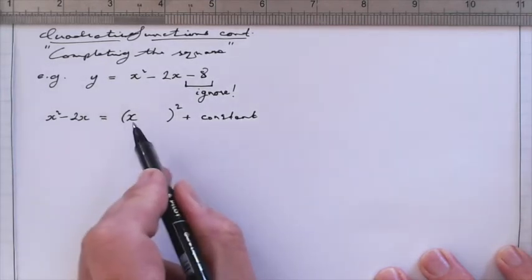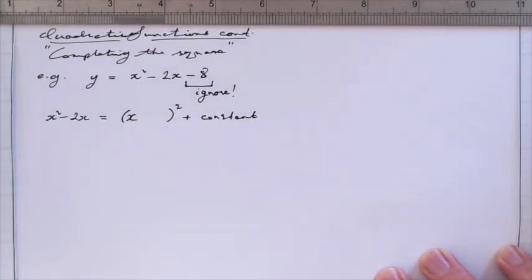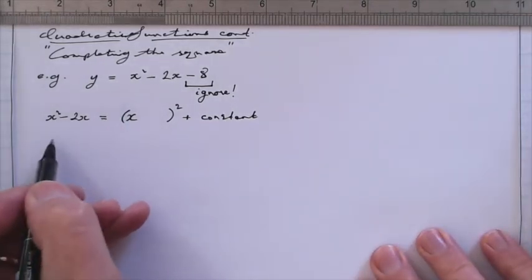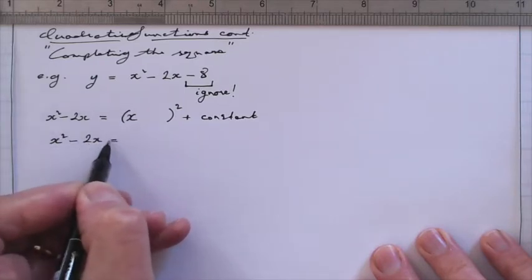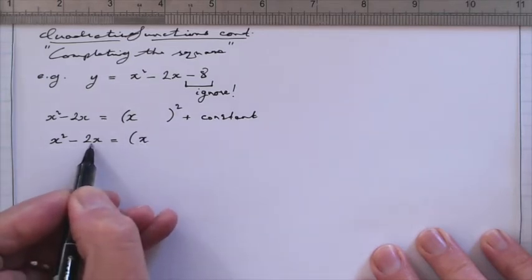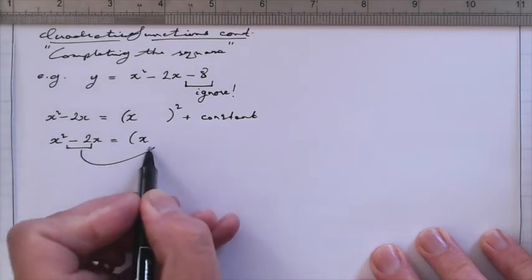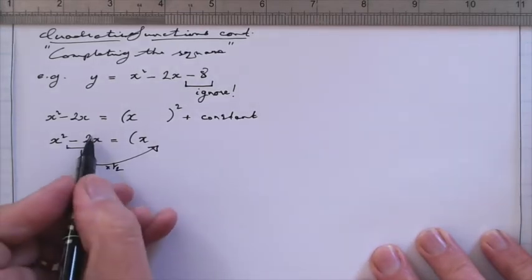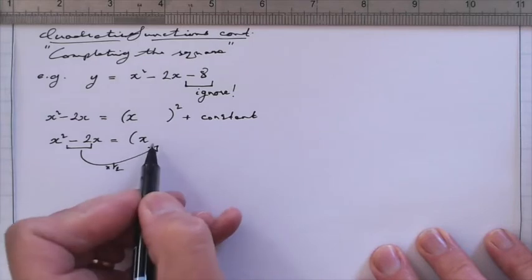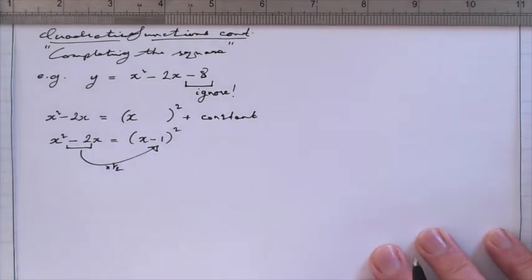And we want to make this look like x plus or minus a number all squared plus a constant. So let me just tell you, to be honest, it's a trick. There's nothing deep here. What you do is the following. You take x and you take the number multiplying x here, and you multiply it by a half. That's the whole method: taking this number, multiplying it by a half and putting it in this bracket. So negative 2 times a half is negative 1.